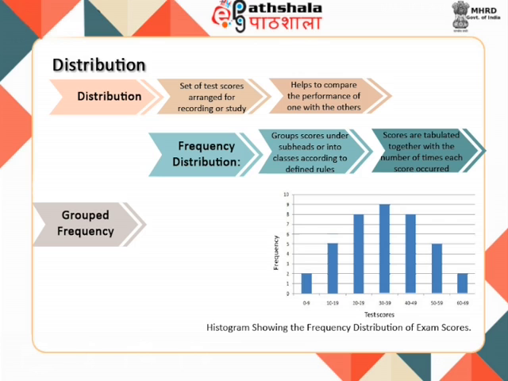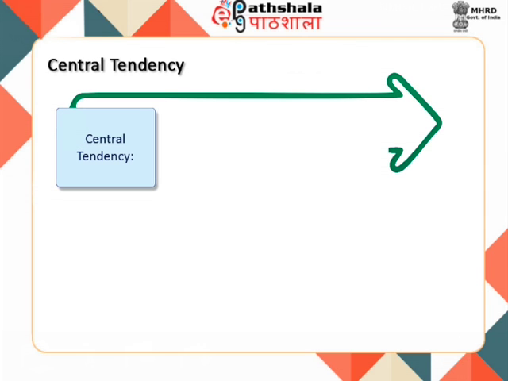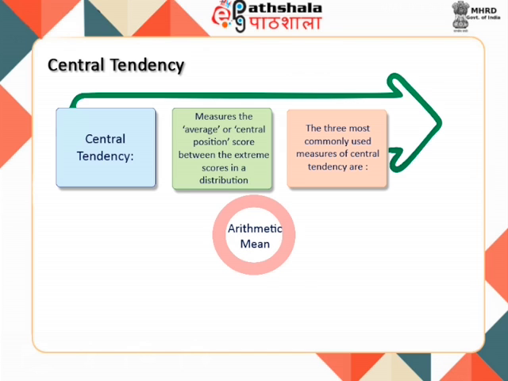A grouped frequency distribution is another kind of frequency distribution in which class intervals are used to represent the actual test scores. Central tendency is a statistical tool that measures the average or central position score between the extreme scores in a distribution. The three most commonly used measures of central tendency are arithmetic mean, median, and mode.